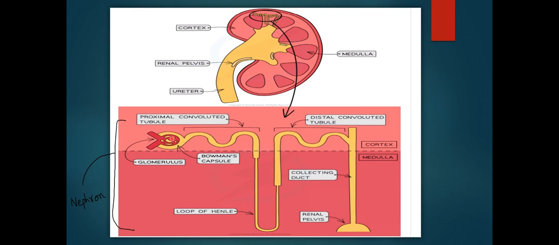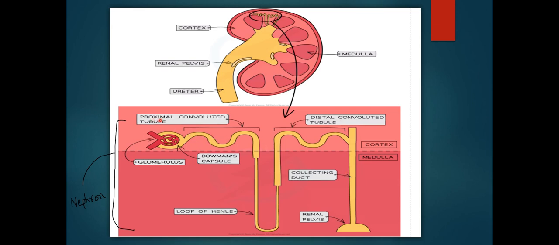After the Bowman's capsule comes the proximal convoluted tubule. This is the loop of Henle. There are two parts of it. This one is the ascending loop of Henle, and this is the descending loop of Henle, because it goes down from here and ascends from here. So glomerulus, Bowman's capsule, proximal convoluted tubule, descending loop of Henle, ascending loop of Henle, distal convoluted tubule. First one was the proximal, and the other one is the distal convoluted tubule. After the distal convoluted tubule comes the collecting duct.